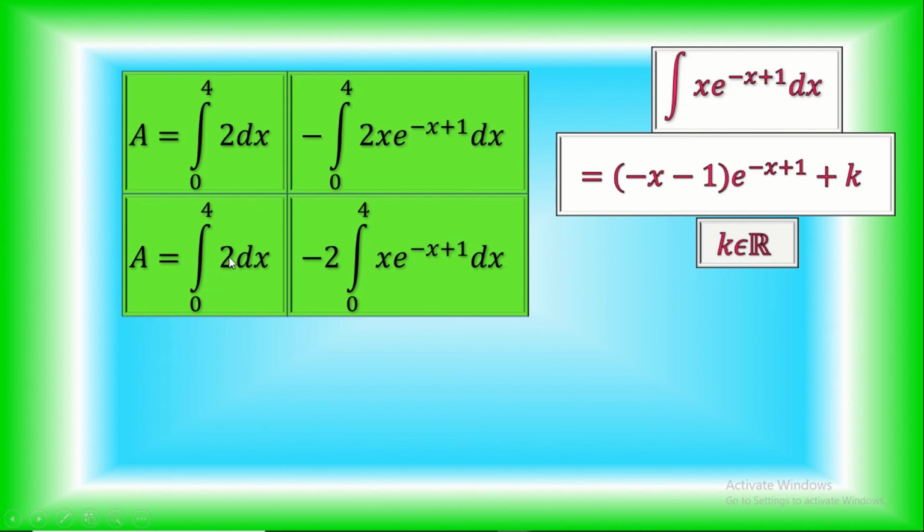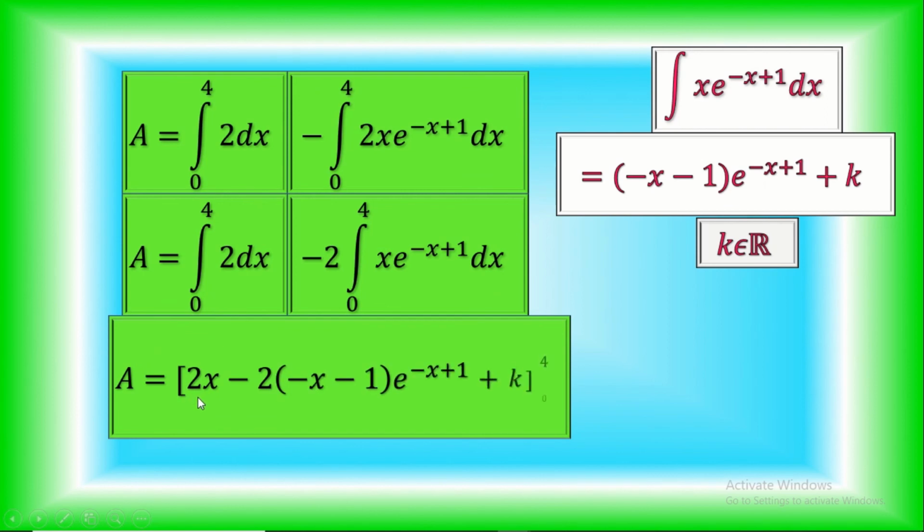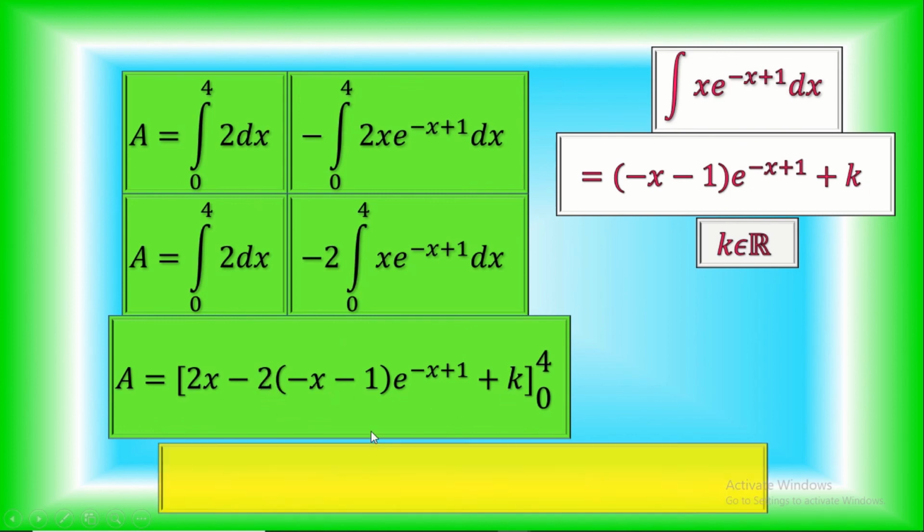Well, what about this integral? 2 integral dx is equal to 2x. So it's 2x minus, we multiply this answer by 2 since we are having here 2 integral x exponential(-x + 1). So we multiply our answer by 2, here it's plus k prime.